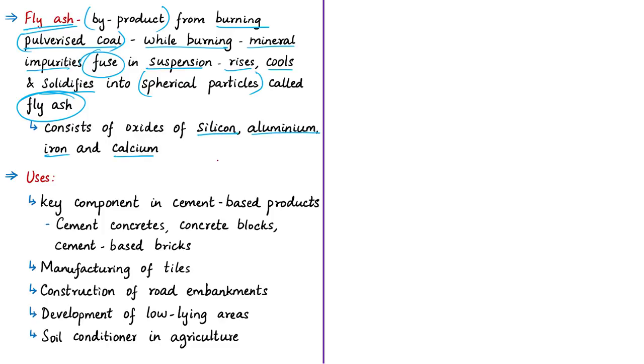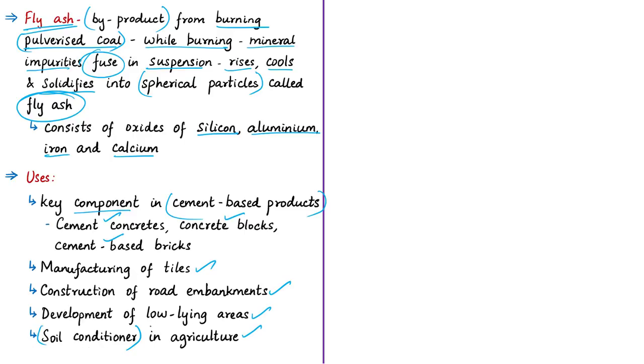So what is the use of this fly ash? Fly ash is used as a key component in cement based products such as cement concretes, concrete blocks and cement based bricks. The fly ash improves the strength in these products. They are also used in manufacturing of tiles. They are used in construction of road embankments, then in development of low-lying areas. Then they are also used in agriculture as soil conditioner.